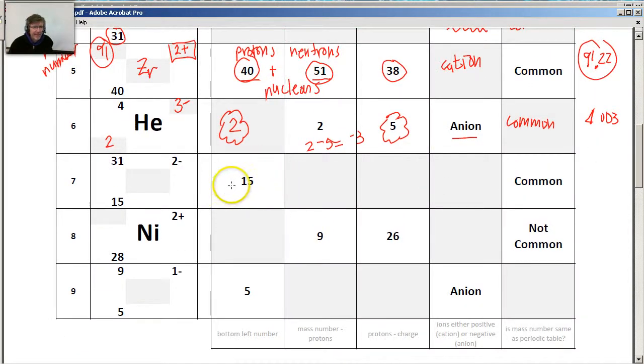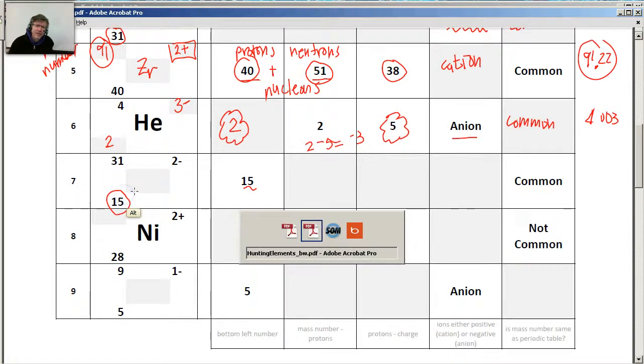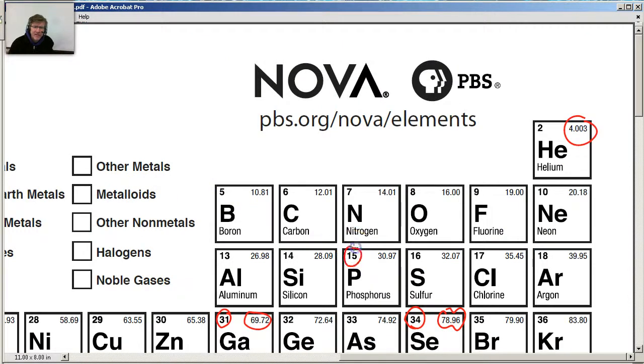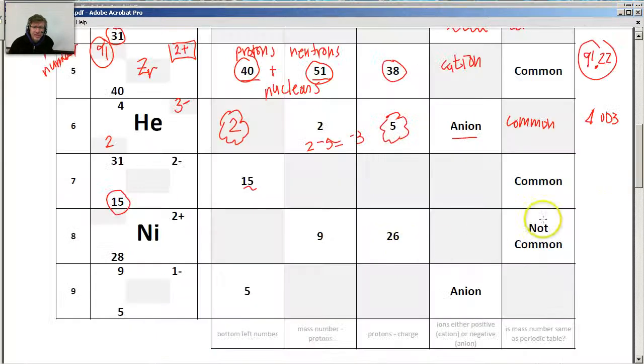Number 7. 15. What's this number mean again? Protons. Oh, yeah. It's the atomic number. Good. 15. Phosphorus. Atomic mass, 30.97. Let's write that down over here. 30.97. 15 plus something equals the mass number. So protons plus neutrons equals the mass number. This is 16 here because 15 plus 16 is 31.